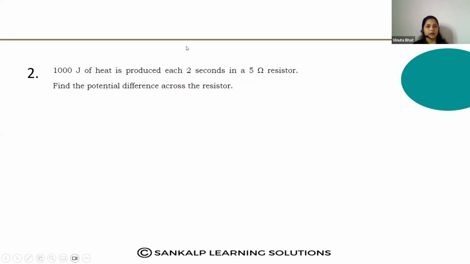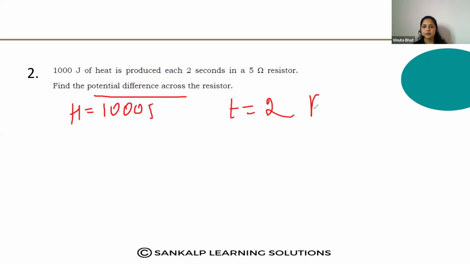Next question. 1000 joule of heat is produced in each 2 seconds in a 5 ohm resistor, find the potential difference across the resistor. Here you have to find out the potential difference, that is V. Please note down the given data. H is equal to 1000 joule and T is equal to 2 seconds and R is equal to 5 ohm.